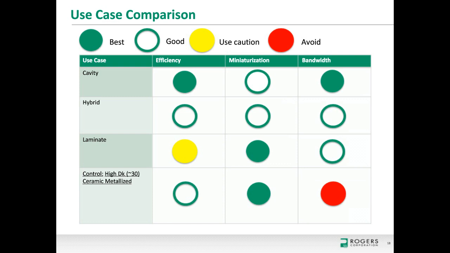Now, if you were to compare this to a control material, which would be a high dielectric constant ceramic, it's possible to get very low loss in these ceramic materials. So between the dielectric ceramic and the magnetodielectric laminate use case, you'll potentially see a higher efficiency with the dielectric ceramic. You see the same miniaturization factor between the two, but the laminate and all of the other magnetodielectric use cases enable you to achieve that miniaturization while maintaining more of your antenna's bandwidth.